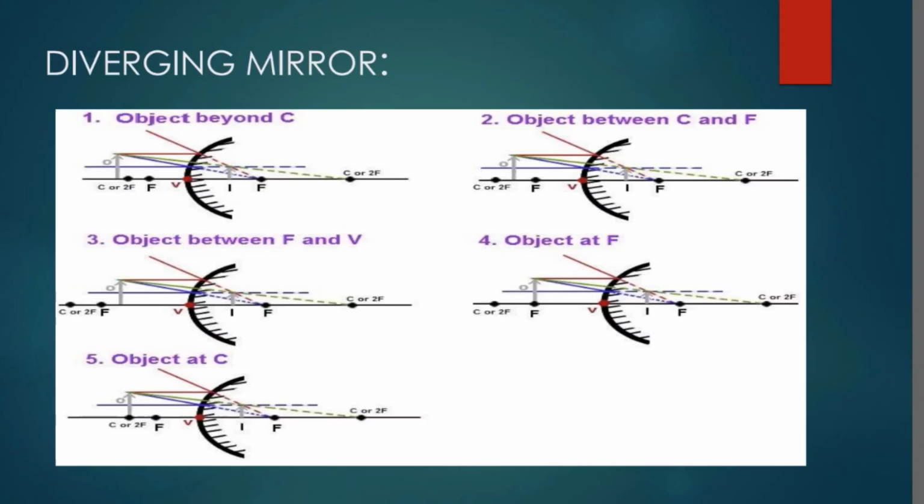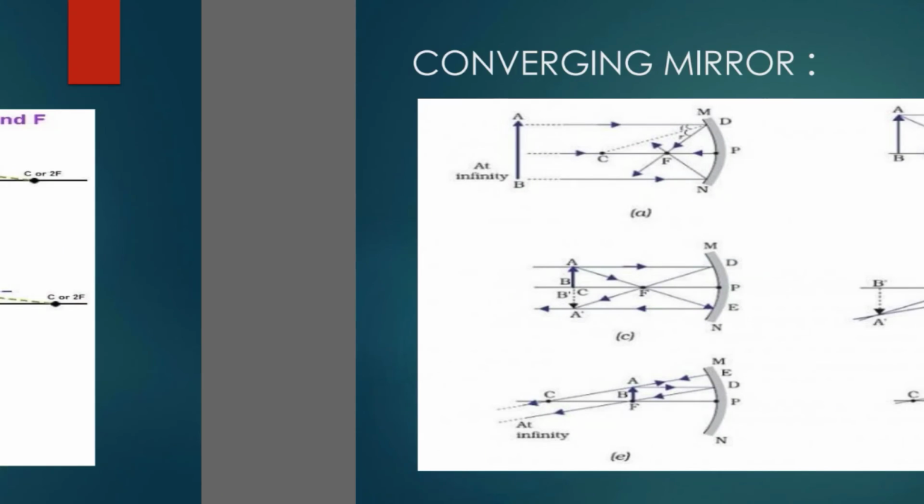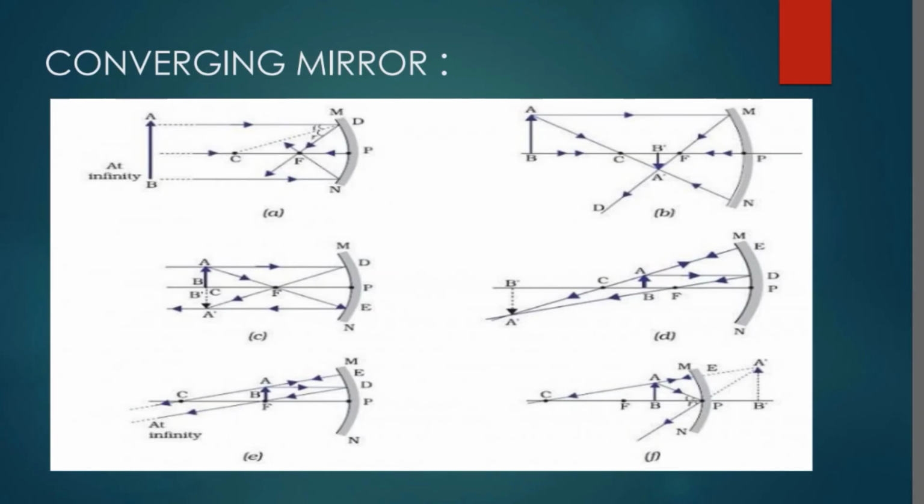Okay, let's take some of the terms in the converging mirror. What is meant by a converging mirror? A concave mirror. Let's take some of the examples which are shown here. For example, A at infinite distance. A is an object at infinite distance. The rays falling on the concave surface from infinite distance are converged to a point called the focus.